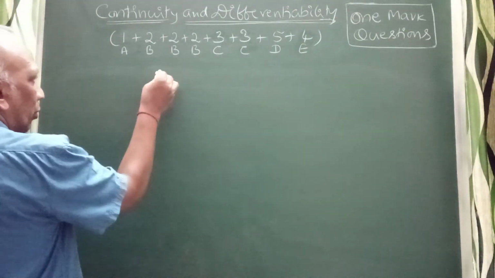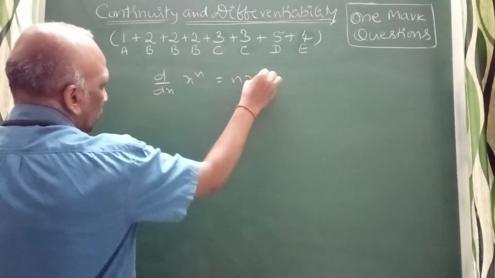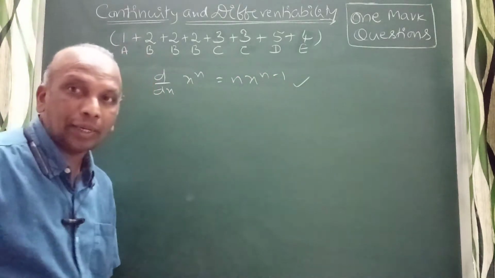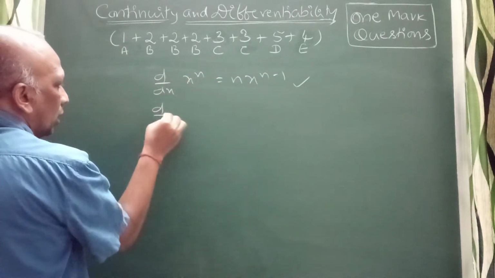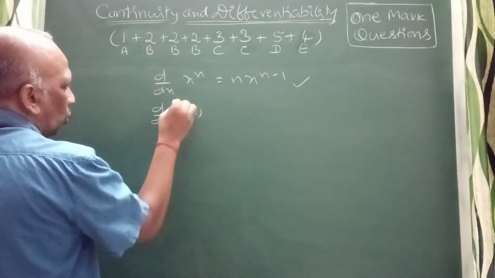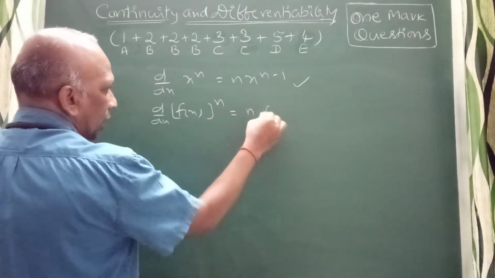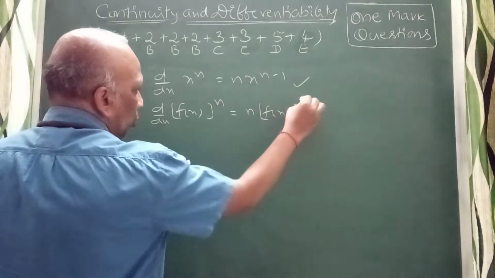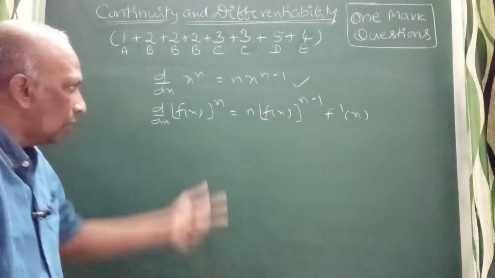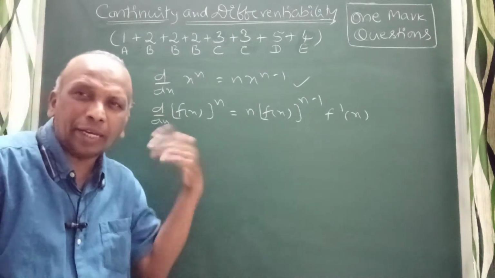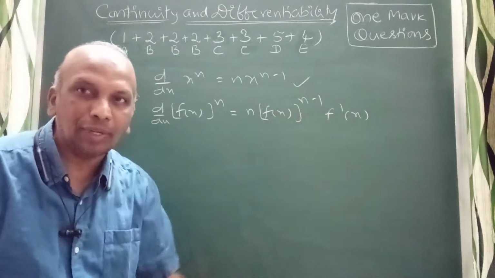So you can think about when I am talking about d by dx of x power n, you write n into x power n minus 1, right? At the same time, you can think about this formula: d by dx of f of x whole power n, whatever f of x is, equals n into f of x whole power n minus 1 into f dash of x. F of x can be any function, either x or sin x or cos x.